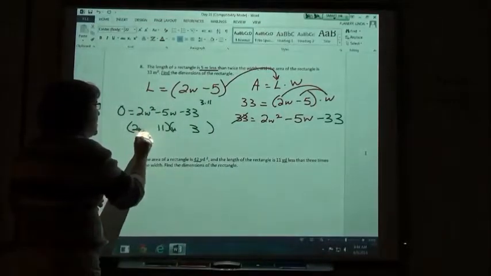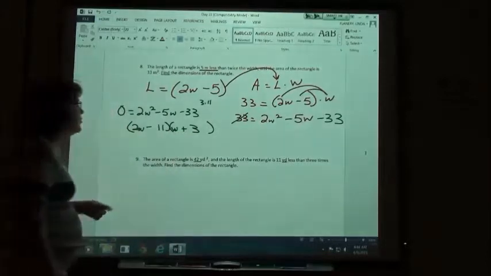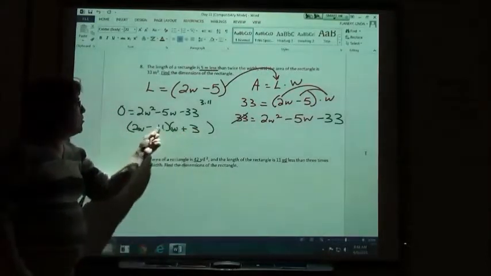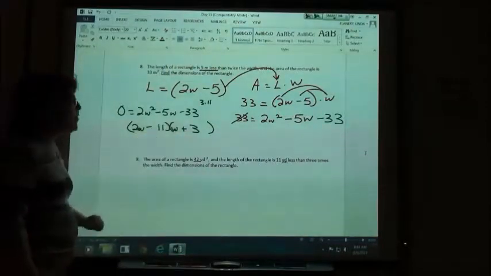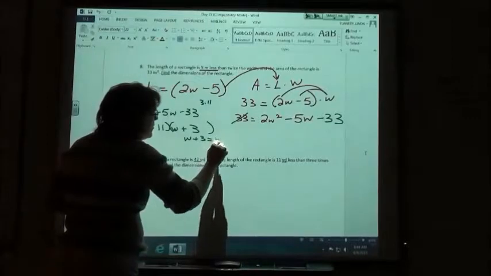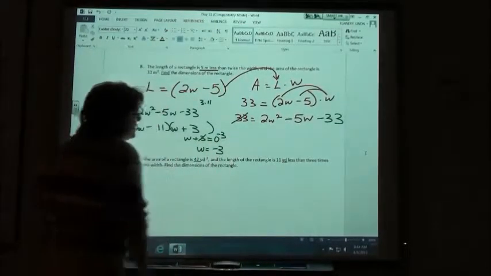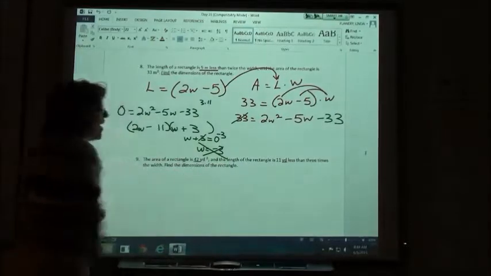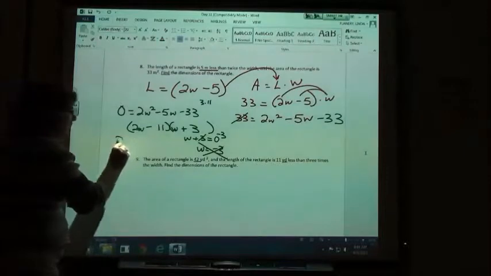This is going to be 2w minus 11. This is going to be w plus 3. So 6w minus 11w is negative 5w. Again, remember the one with the plus sign: when you solve that, if w plus 3 equals 0, you have to minus the 3. w equals negative 3. We can't have a negative width. So we're only going to be able to solve the one with the minus sign.